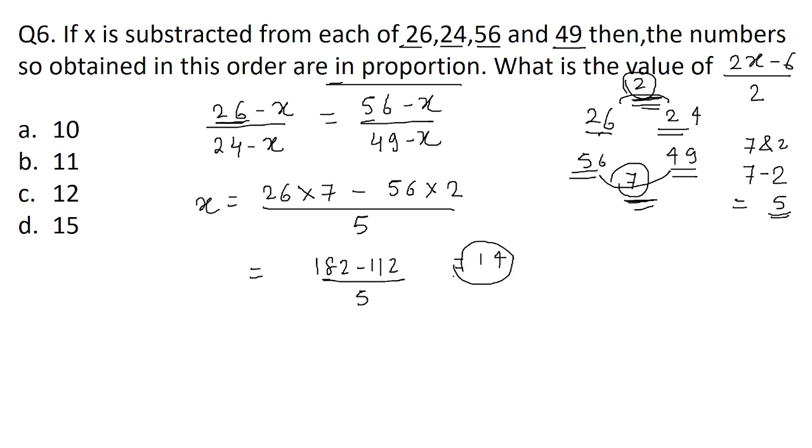Okay, I got the value of x, but what do I have to find? The value of (2x minus 6) divided by 2. After putting the value of x in the given expression, the total value will be equal to 22 upon 2, that is equal to 11. So 11 is the answer for the given question.